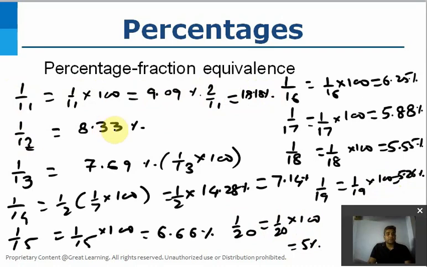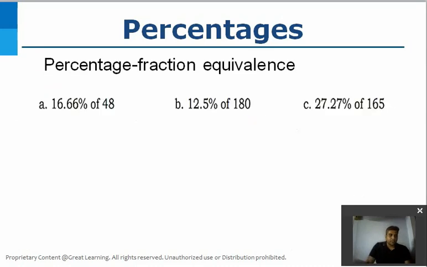Similarly, 1 by 12 is 8.33%. Suppose there is a value in the question which says 83.33%. So this is nothing but this multiplied by 10. So this will become 10 by 12. This way you can solve many scenarios in the given question, and we will see in the next examples how we use this in solving questions. Let's move to the next scenario and see how to solve this.